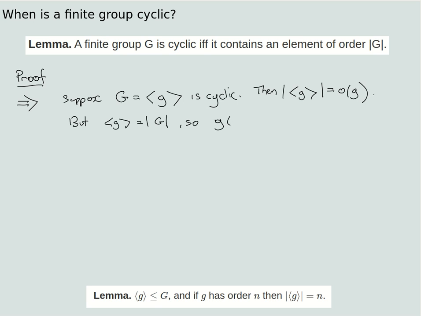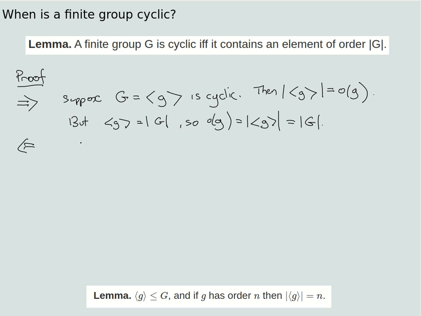So the order of g is equal to the size of the subgroup generated by g, that is the whole of the group capital G. Okay, so we've shown that the order of any generator of our group capital G must be equal to the size of G. So we've shown that capital G contains an element of order the size of capital G, and in fact any generator will have order equal to the size of our group. Right, let's do the other direction now.